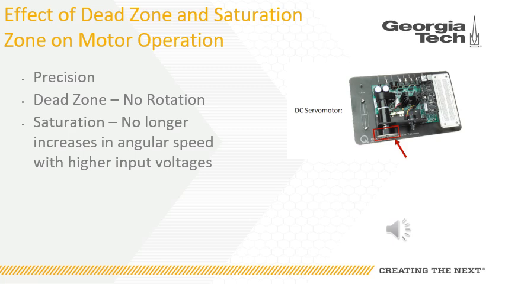The effects of the dead zone and saturation zone on the motor operation. First, the precision within the dead zone and saturation zone in terms of motor position will be hard to predict because the motor may not respond to voltage inputs due to irreversibilities. The motor will not spin in the dead zone region despite being given a small voltage. Within the saturation region, the motor will no longer increase in steady state frequency in response to an increase in voltage.